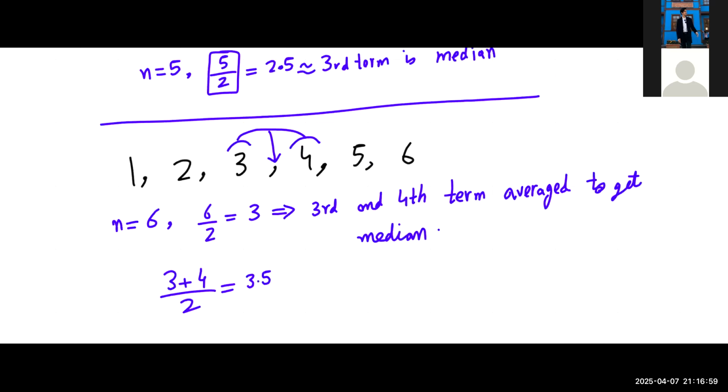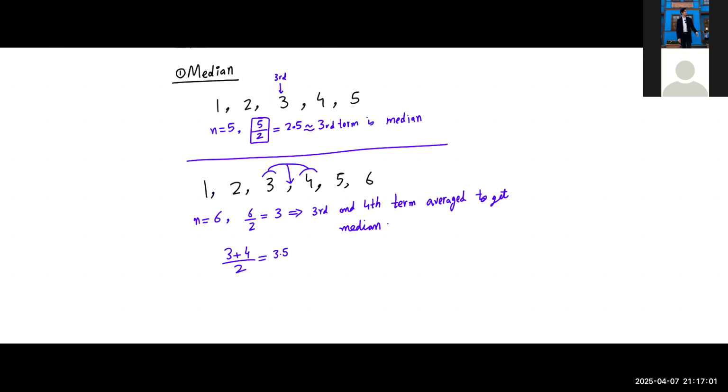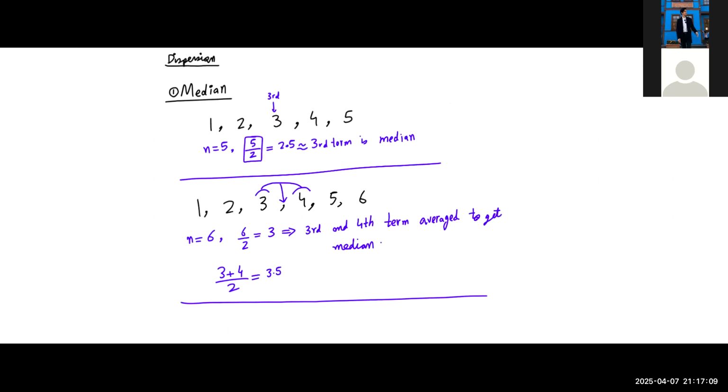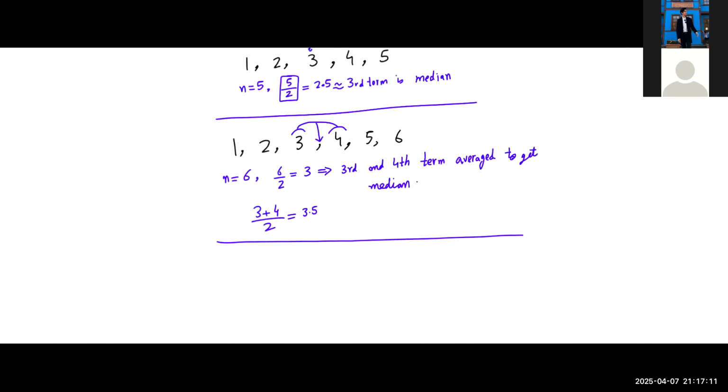So these are the two cases of how you can find medians. There is no other case. Either you will have an odd number of terms or you will have an even number of terms. And this is the method for both of them. So this is the first measure of your dispersion.